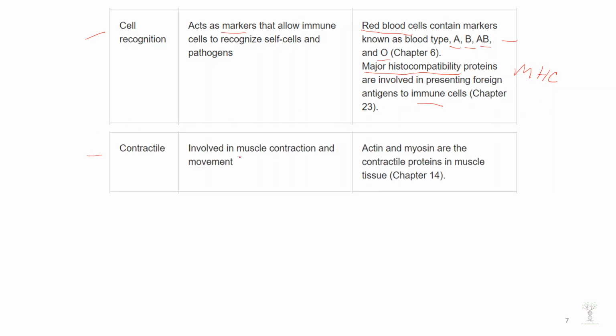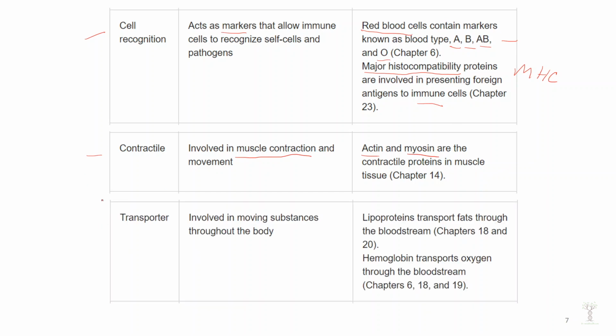Contractile proteins. Think of muscle contraction. Whenever you want to contract a muscle, the proteins that are helping the contraction to occur are called actin and myosin. Anytime we need to move our skeleton, we need to be able to contract actin and myosin proteins. Transporter proteins help to move things throughout the body. So I mentioned hemoglobin earlier. Hemoglobin transports oxygen and carbon dioxide. And lipoproteins help to move lipids or fats through the bloodstream.